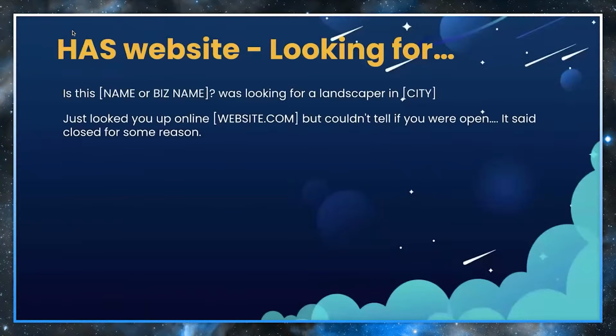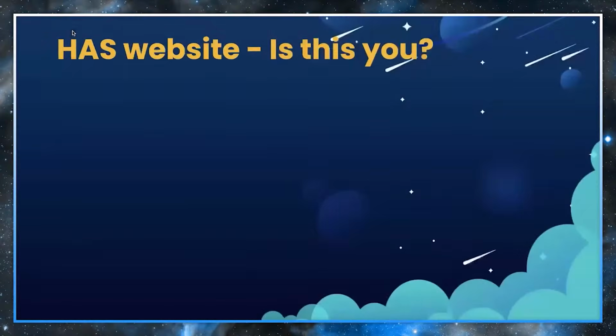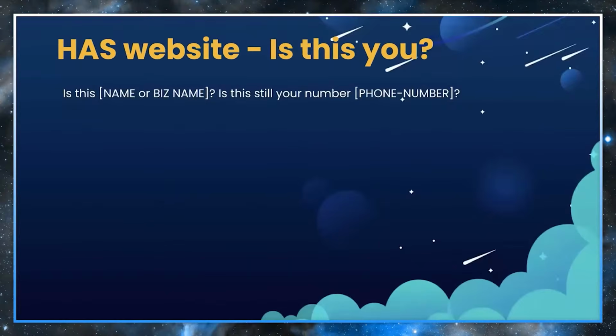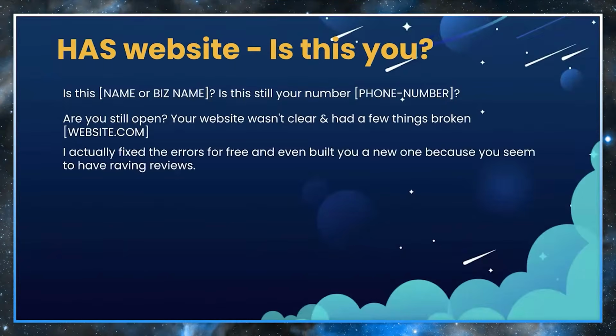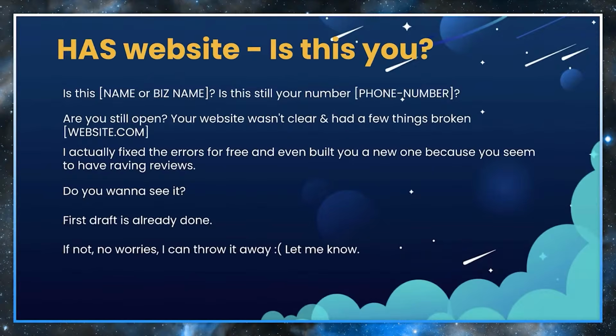So let's keep going. We covered this: has a website. Is this you? This is the "is this you" method. Is this ABC Landscaping? Is this still your number? Are you still open? Your website wasn't clear and had a few things broken. Boom. Right? So abclandscaping.com, I actually fixed the errors for free and even built you a new one because you seem to have raving reviews. Do you want to see it? First draft is already done. If not, no worries, I can throw it away. Let me know. Another angle.